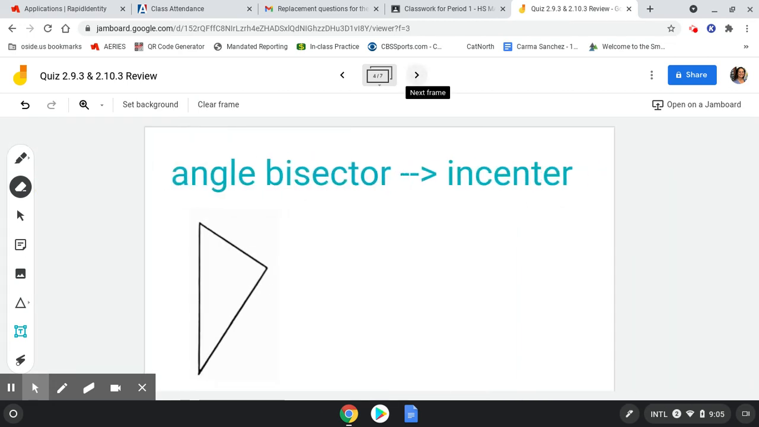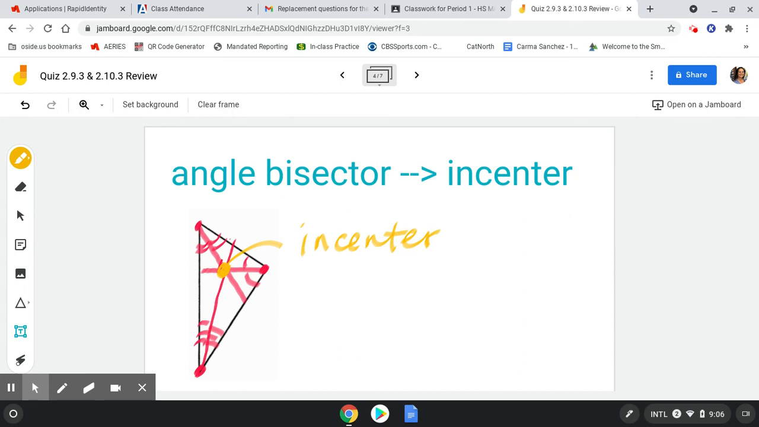Now on to the 2.10. What is an angle bisector? All right, an angle bisector is when this line comes out of the vertex and it splits this angle exactly in half. When this line comes out of this vertex and it splits this angle exactly in half as well. And finally, when this line comes out of the vertex and it splits this angle exactly in half as well, because the angle is being bisected. What is this center called? This center is called an incenter.